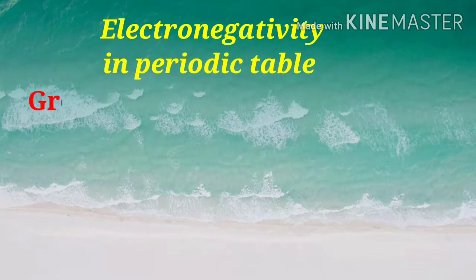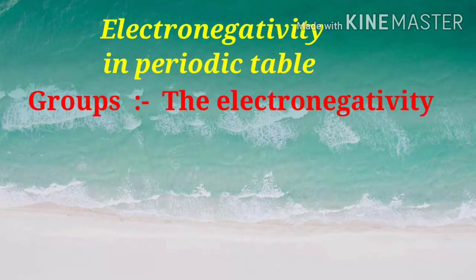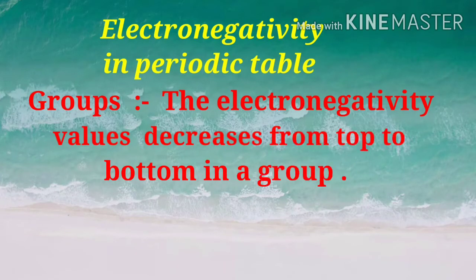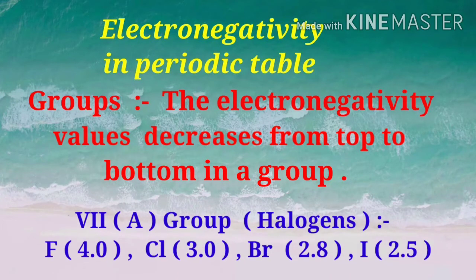Electronegativity trends in the periodic table. Groups. The electronegativity values decrease from top to bottom in a group. Example, 7th A group elements, halogens. From fluorine to iodine, electronegativity values decrease.